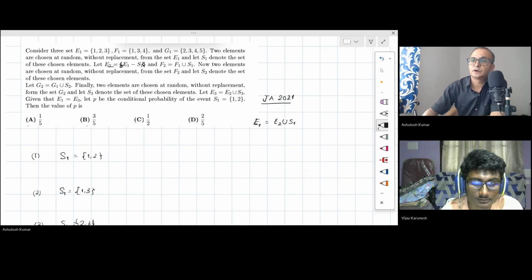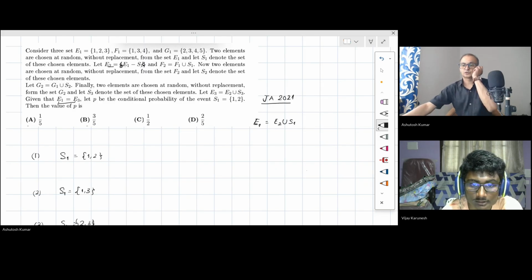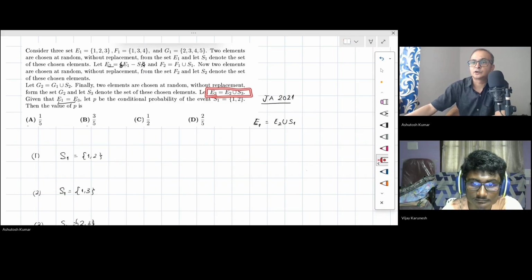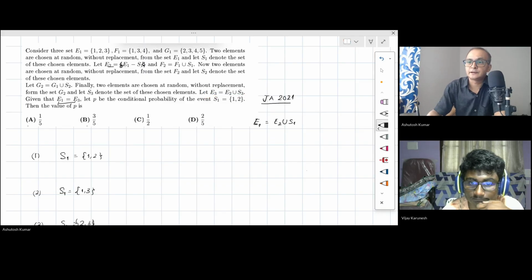Okay. And at the last, what they are saying is E1 is equal to E3. And what is E3, by the way? E3 is E2 union S3. So there is a crucial piece of information. You notice if you take this, E3 is equal to E2 union S3. So S1 will be equal to S3. Exactly, very good. It means I can say that S1 is equal to S3.